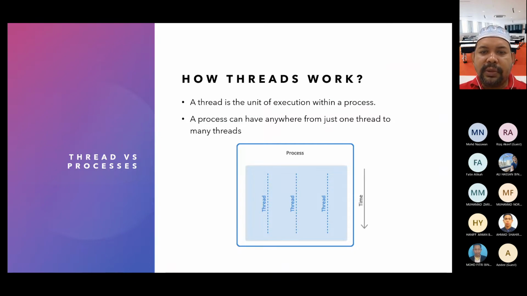Okay, how do threads work? A thread is the unit of execution within a process. A process can have anywhere from just one thread to many threads. Because a process can be divided into many threads, that's why we can use hyperthreading even though we don't physically have two cores or multiple cores. So we can do hyperthreading, and it looks like there are two cores.